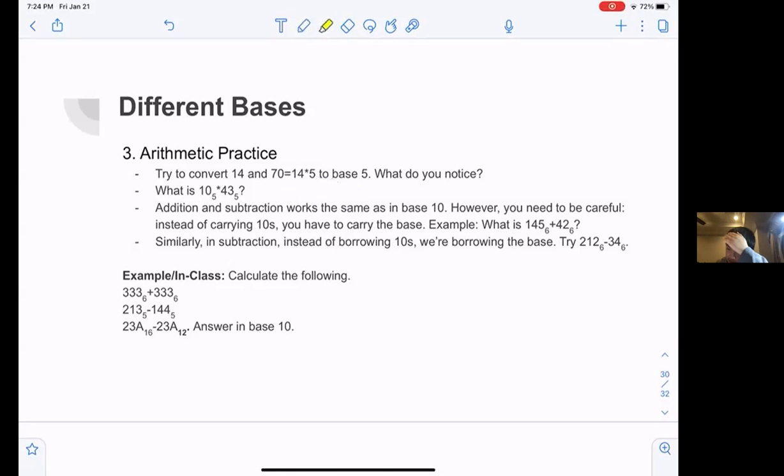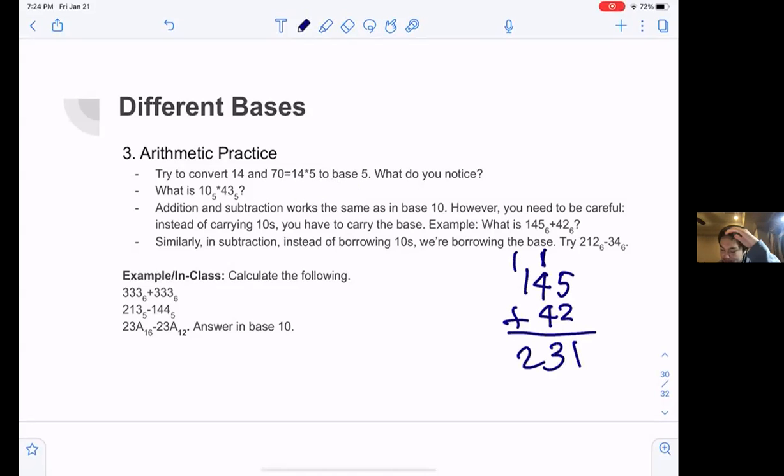As we said, addition and subtraction work the same. We need to be careful. You need to carry the base, not 10. So 145 plus 42. If we do everything in base 6, it's 7. So 1 mod 6, 1 carries over. 9, that's 3, and then another 1 carries over. So it should be 231 base 6, if I'm correct.